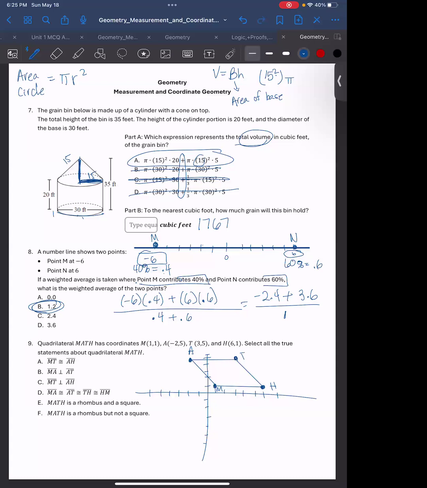All right. So now I'm going to look at the information I have here. So they're saying MT. So I'm going to do a highlighter actually. MT is congruent to AH. So that's their first claim. So how would I figure out if that's true or not? The magical formula that we all know and love.